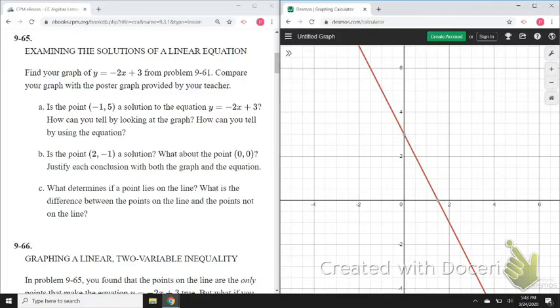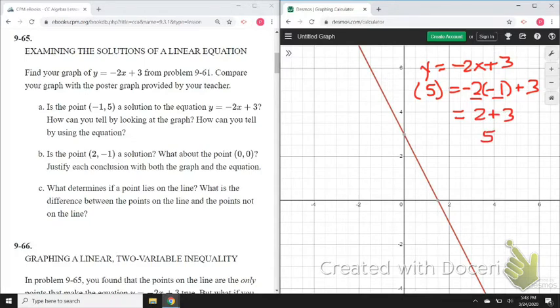So for example, if I have y equals negative 2x plus 3, I'm going to substitute for x and y. My x value is negative 1, my y value is 5. I'm just going to simplify each side to see if it's true. Negative 2 times a negative 1 is a positive 2, plus 3 is 5, and 5 does equal 5. That's how we know this is true.